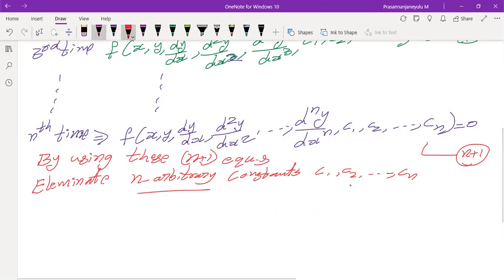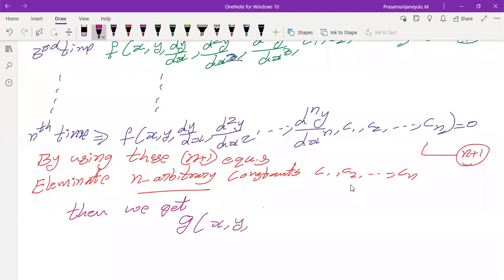Then we may get an equation like this. I'm taking G as a function in terms of x, y, dy by dx, d square y by dx square, d cube y by dx cube, and so on, up to the nth derivative of y with respect to x. What about C1, C2, and so on, Cn? Will we get them or not?